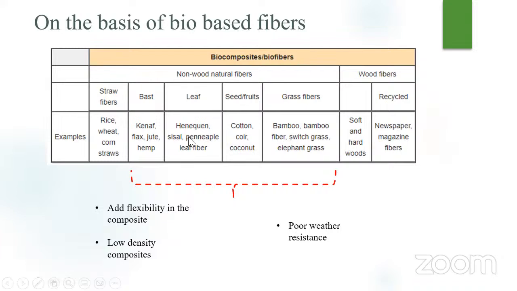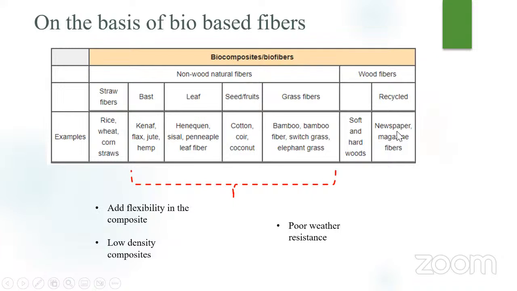For leaf, you can have sisal, pineapple leaf fiber. When we talk about seeds or fruits, we have cotton, coir, coconut. When we talk about grass fibers, we have bamboo fiber, switchgrass, elephant grass, and wood fibers, we have softwoods and hardwoods. And in case of recycled ones, we have newspapers, magazines, magazine fibers.